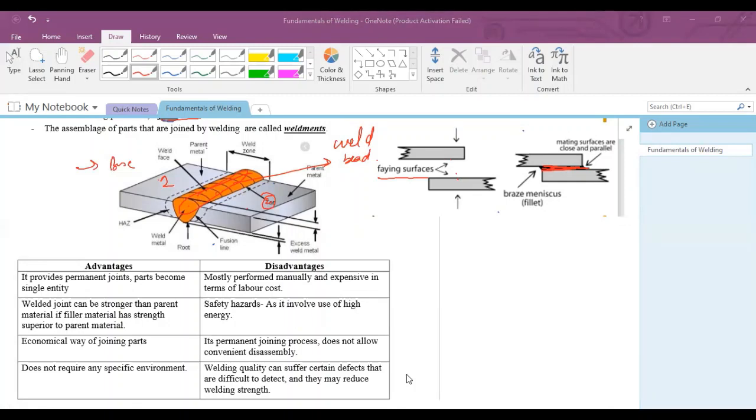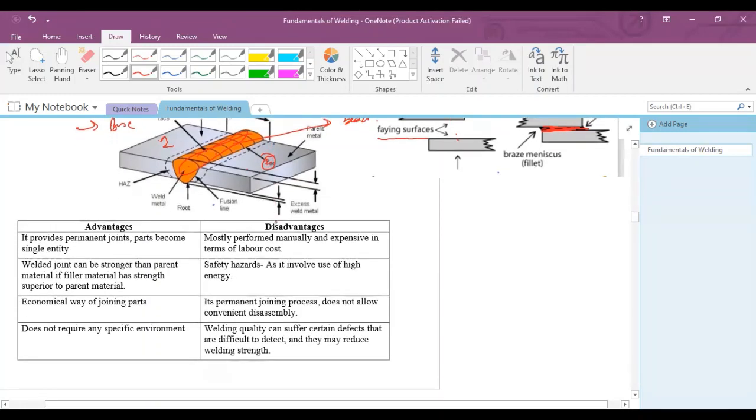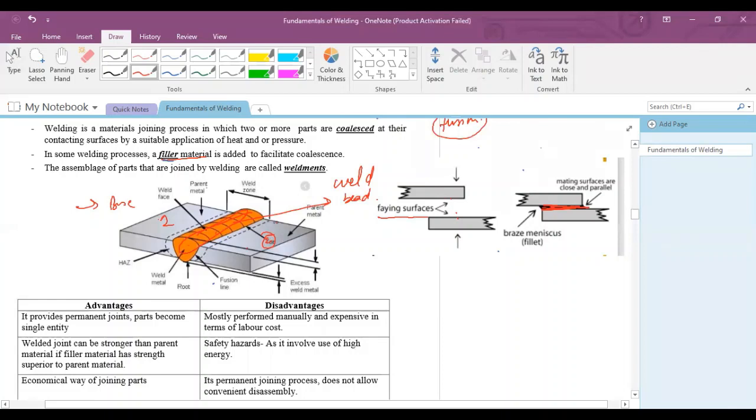It is a more economical process, but the disadvantage is that this process requires skilled labor, and that will cost. This process has a high cost because skilled labor is required. Welding is a very delicate process, so skilled labor is required, and so the cost will be high.